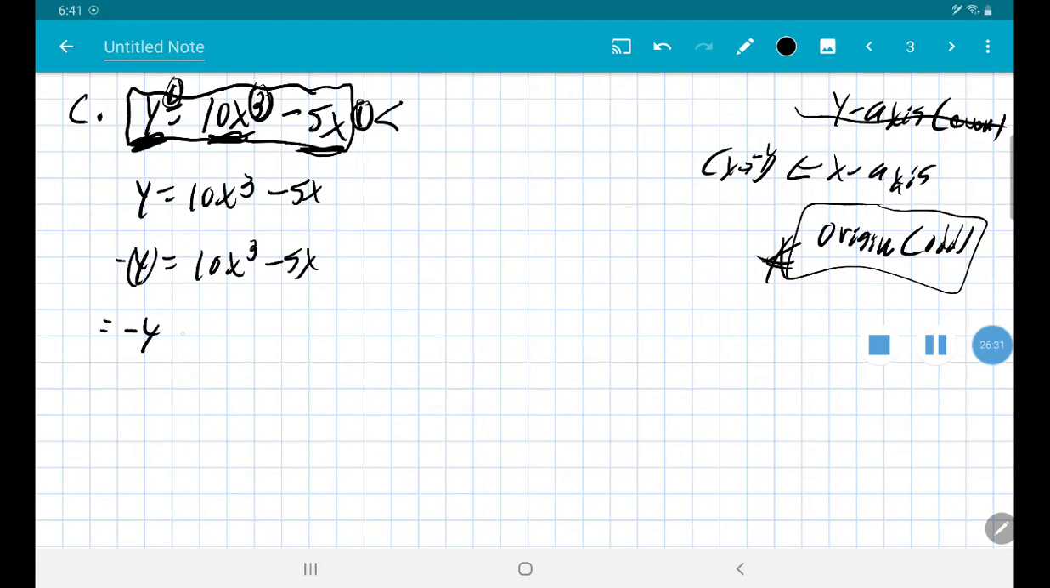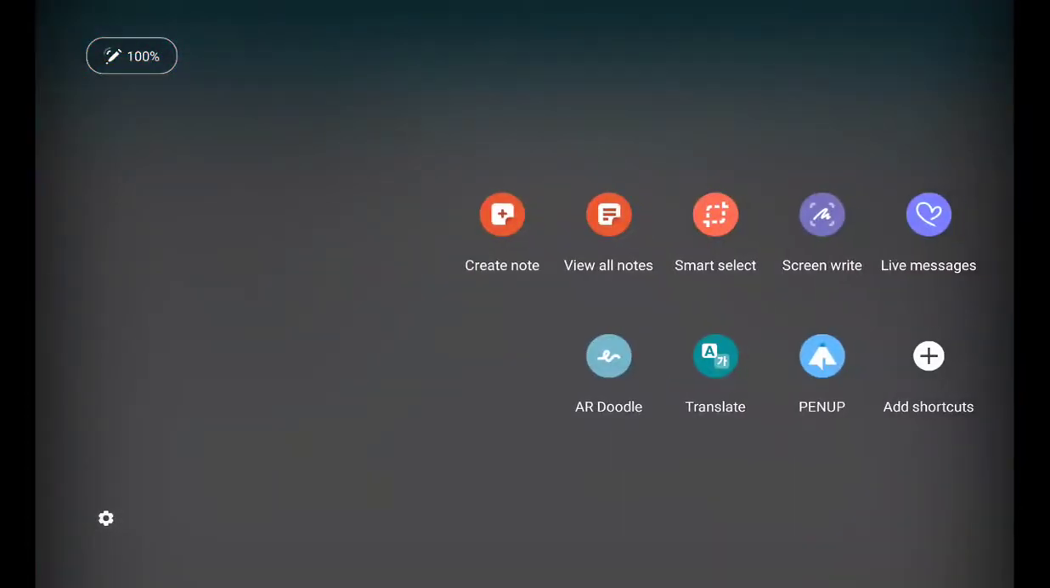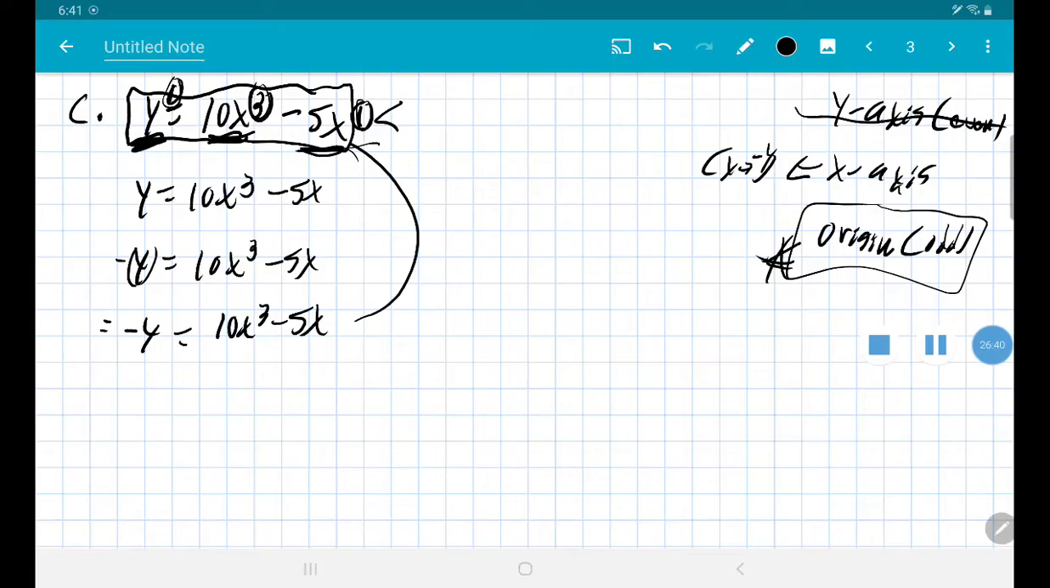Which gives me -y equals 10x cubed minus 5x. Does that look exactly like what I started with? I'm feeling not. Now you may say, but what about like we did in the last one where we multiplied everything by -1 and it was okay? That worked because it was a situation where every single sign changed. So multiplying every term by -1 will turn them all back.